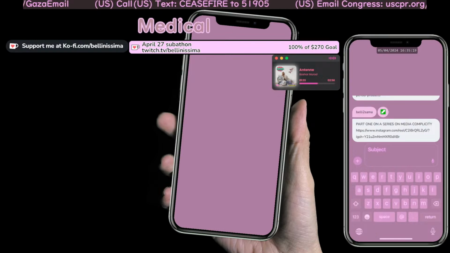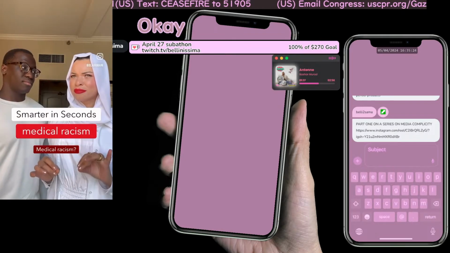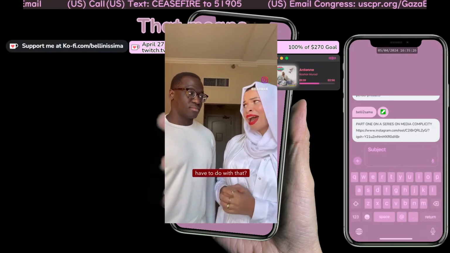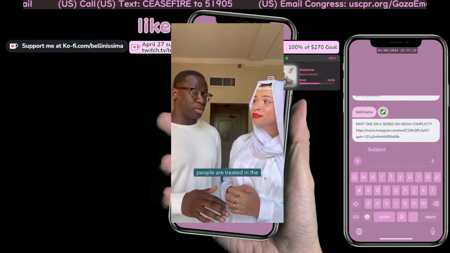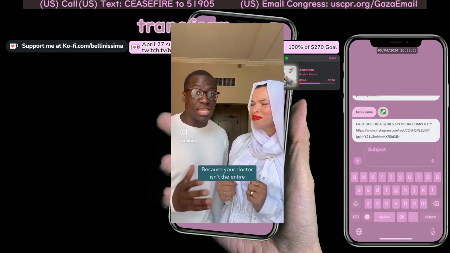Medical racism. Okay. Medical racism? If you're sick, you're sick. What does race have to do with that? Racism has everything to do with how people are treated in the healthcare system. But my doctor isn't racist. Why should I care? Because your doctor isn't the entire healthcare system.